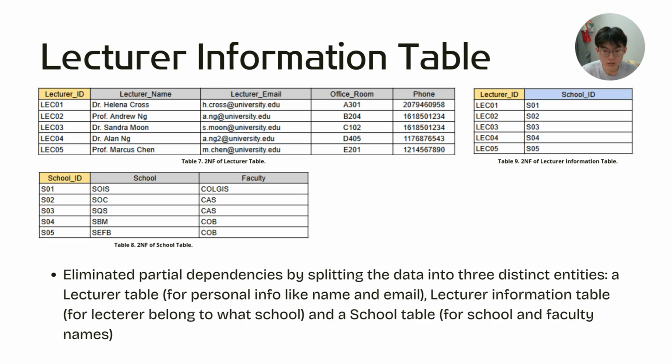The first is the lecture information table. To convert the lecture information table from the first to the second normal form, we eliminate the partial dependency by splitting the data into three entities. The first entity is the lecturer table. It is about the lecturer information like name and email. And the second table is the lecturer information table. It's talking about which school the lecturer belongs to. And the third is the school table. It's talking about the school and the faculty name.